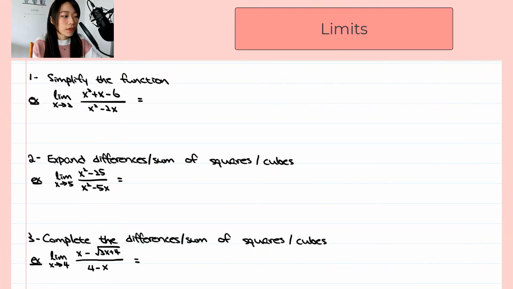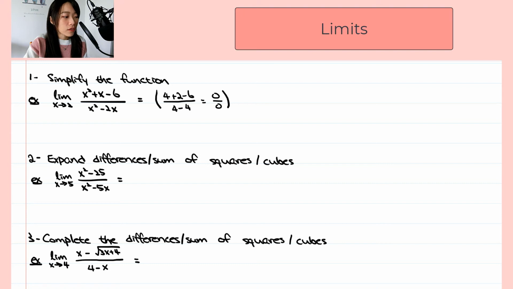Let's look at an example that applies to each of the methods. So the first method is to try to simplify the function. For example, limit of x squared plus x minus 6 over x squared minus 2x as x approaches 2. The first step, we always need to try the chaining rule. So if we substitute x by 2, we will get 4 plus 2 minus 6 over 4 minus 4. So we use the chaining rule to get 0 over 0, which is type C, so it's inconclusive.